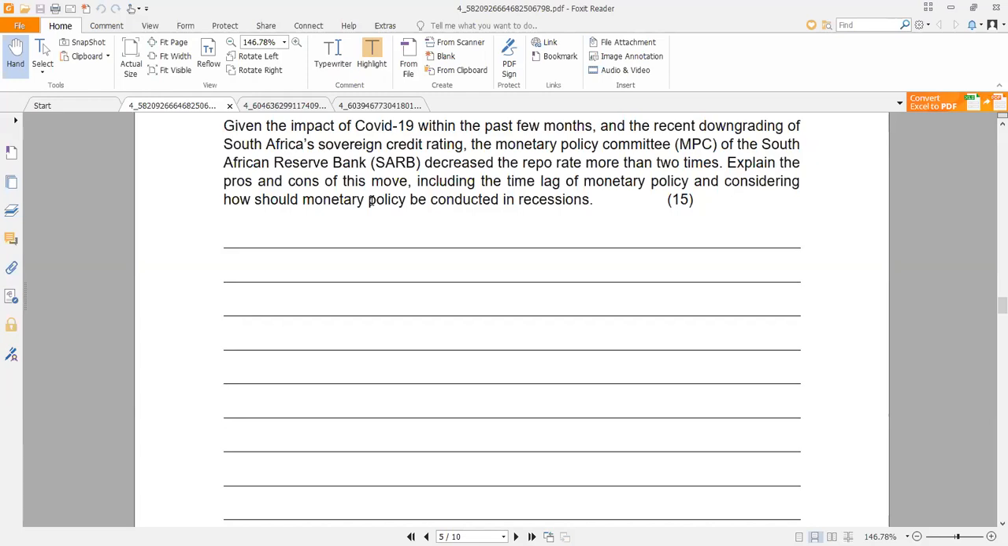Because currently we're still in this pandemic and we still have firms that are still retrenching, right? So maybe in terms of the impact lag, it is going to take a very long period of time before the move is realized within the economy. The other thing that we should also explain is how the monetary policy should be conducted in recessions.